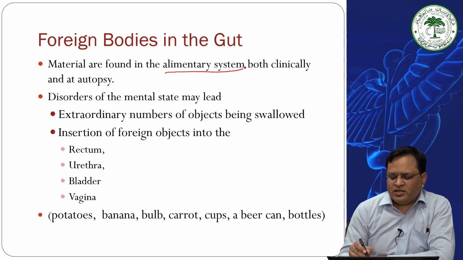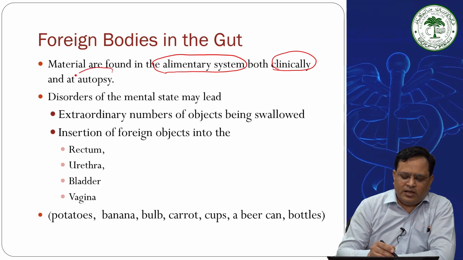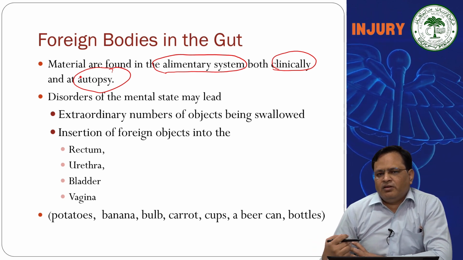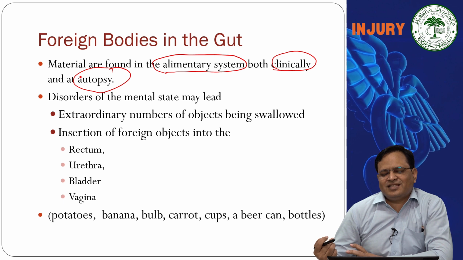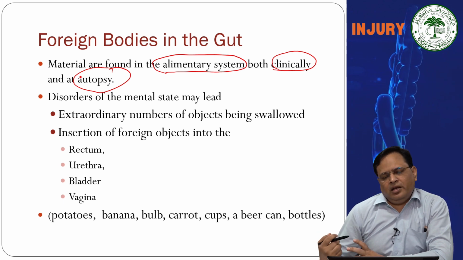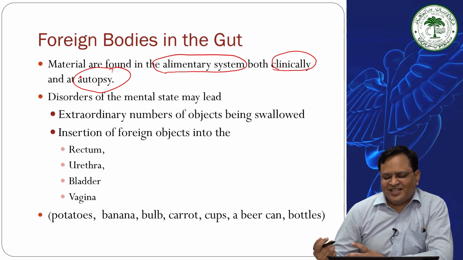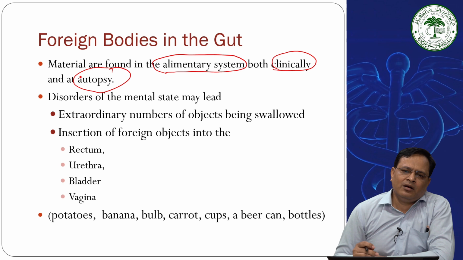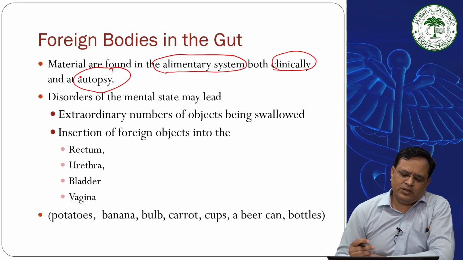Materials are found in the alimentary system, sometimes when the person is alive, in the scanner, or the person may die because of that material and it is found at autopsy. We should be very cautious about it. There can be disorders of mental state, sometimes overeating, or sometimes people show deviations in sexual behavior, like inserting some material into the rectum. So either somebody is eating something or somebody is pushing something into the alimentary canal, and that can all lead to certain substances in the alimentary canal. We can find it or correct it depending upon the mental state and the intent of intake. So we can monitor it.